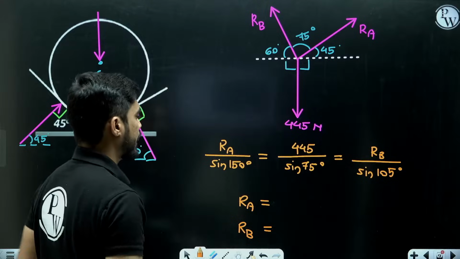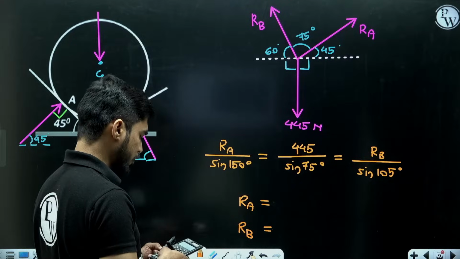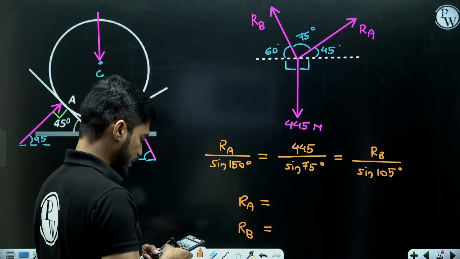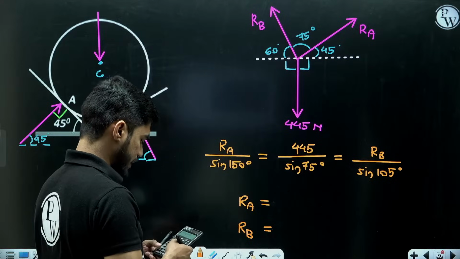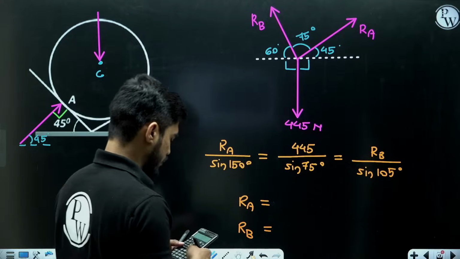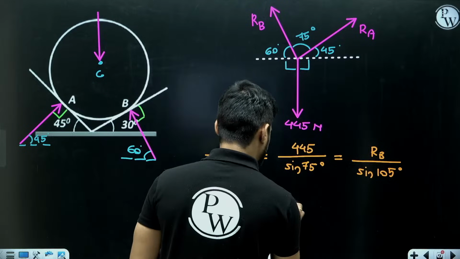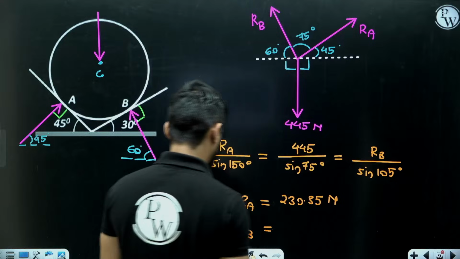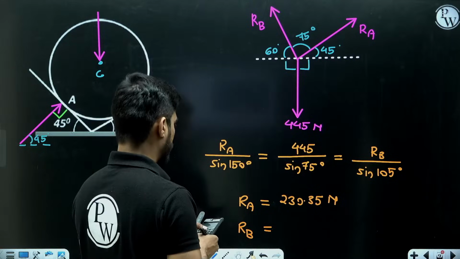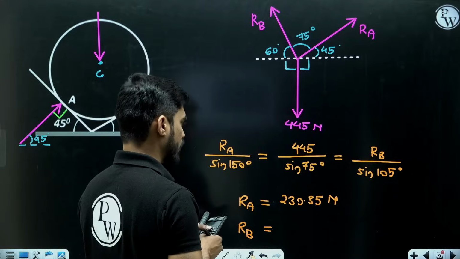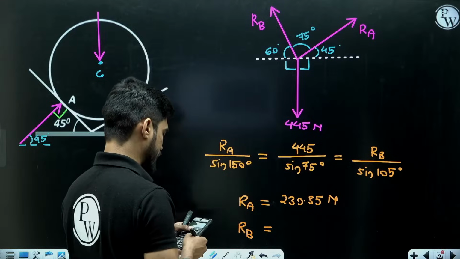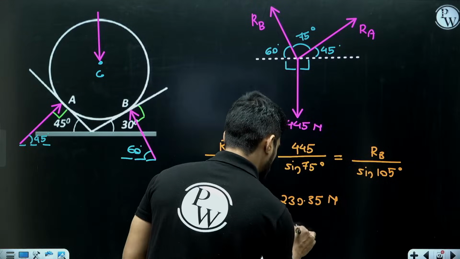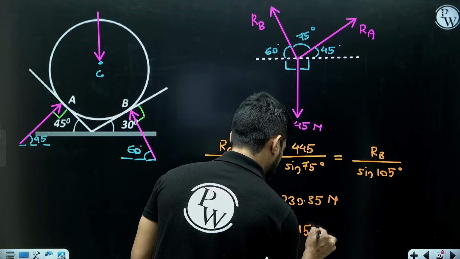So what will be RA? It will be 445 sine 150 divided by sine 75. So it is coming out to be 230.35 Newton. And what is RB? It is 445 sine 105 divided by sine 75. So it is 445 Newton only.